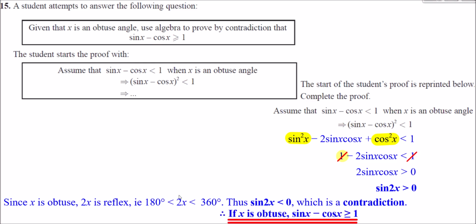Just conclude by returning to our initial statement. Therefore, if x is obtuse, sine x minus cosine x must be at least 1, because we tried to prove that it's less than 1 and we ran into a contradiction, a nonsense, which means that our initial assumption must be incorrect. Question 15 is now done. That's the last question on the paper. Therefore, we've completed the paper.